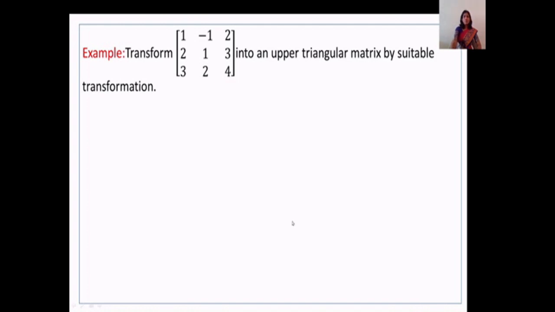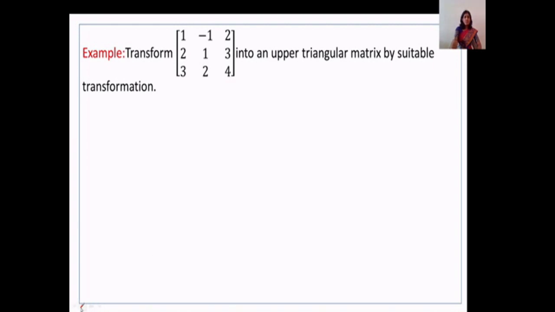Upper triangular matrix means what? Upper triangular matrix means we have to make the elements which are below the diagonal, this is diagonal, below the diagonal means these 3 elements, into 0. So we use here row transformation, because by row transformation we go vertically and in column transformation we go horizontally.